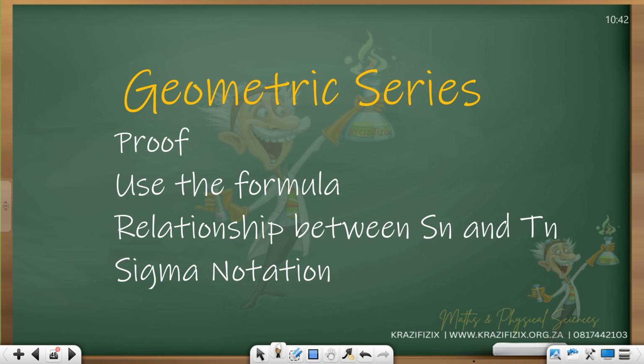So tomorrow we'll go back to geometric series. We'll look at the proof, we'll look at the use of the formula, the relationship, and then we conclude with sigma notation. That we will do tomorrow.